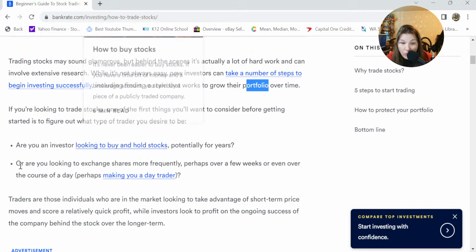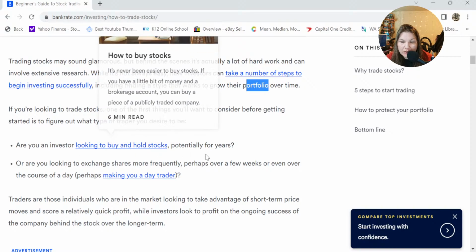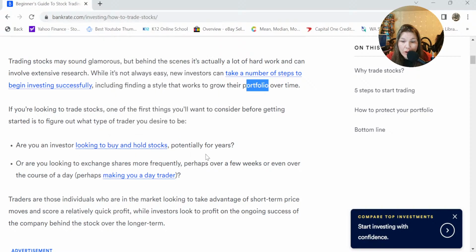So, I do want to do this. I want to buy and hold stocks potentially for years, kind of like Berkshire Hathaway. They buy stocks and they buy companies and they manage the companies so that they can make money off of them, and that's long term.